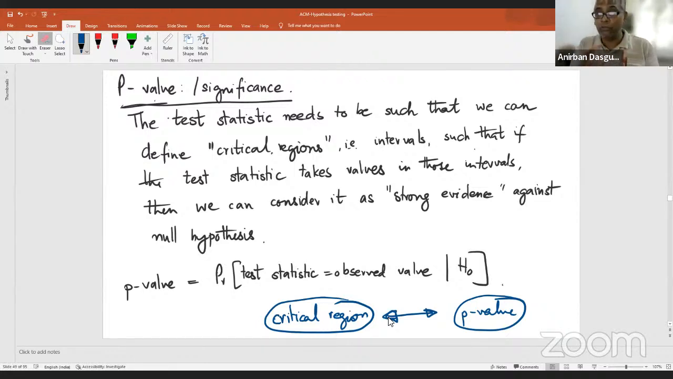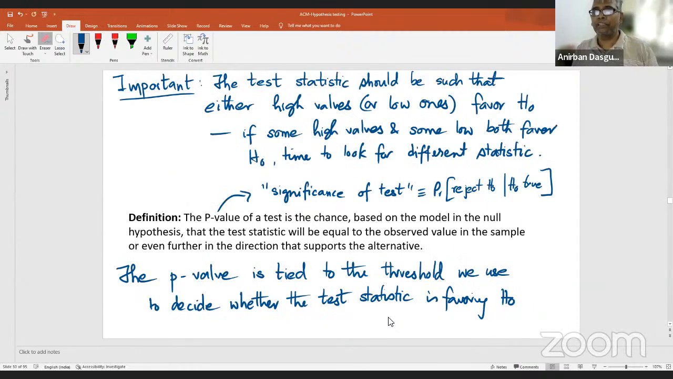Associated with that is the probability of appearing in this critical region being less than 0.05. That is the significance level of the test. Defining the critical region is the same as defining the significance level of the test. The significance level is basically the probability of appearing in these critical regions. So the p-value of the test is then the chance that, based on the modeling of the null hypothesis, the test statistic equals the observed value in the sample, or even further in that direction. Because sometimes it's not an exact value.